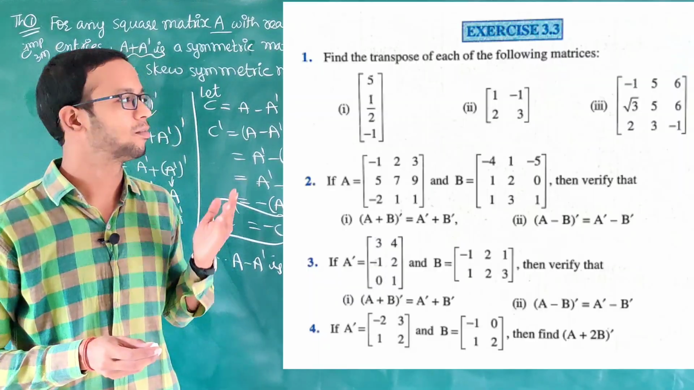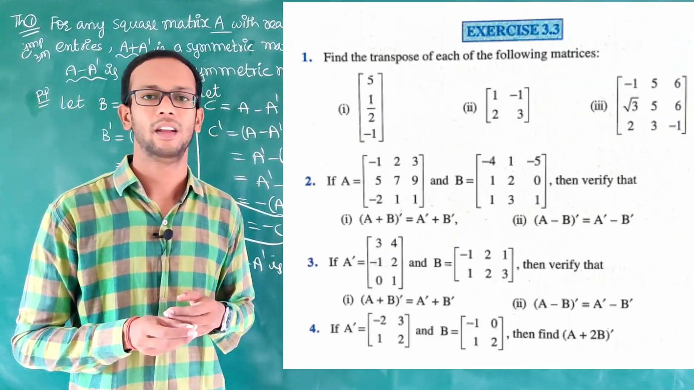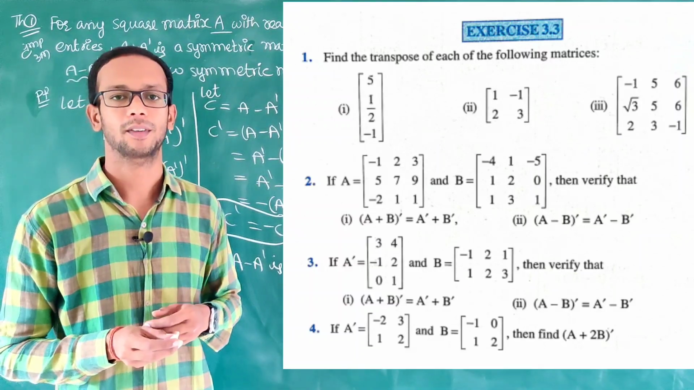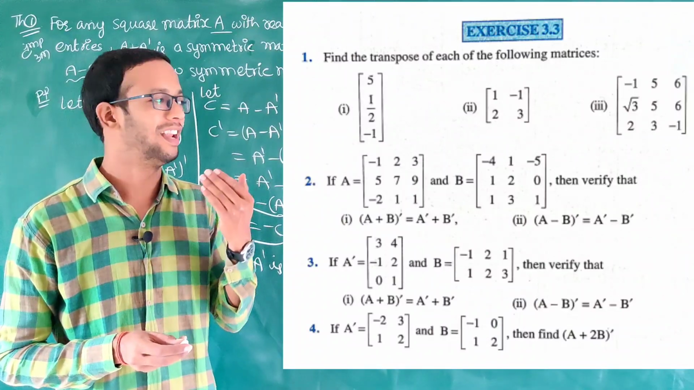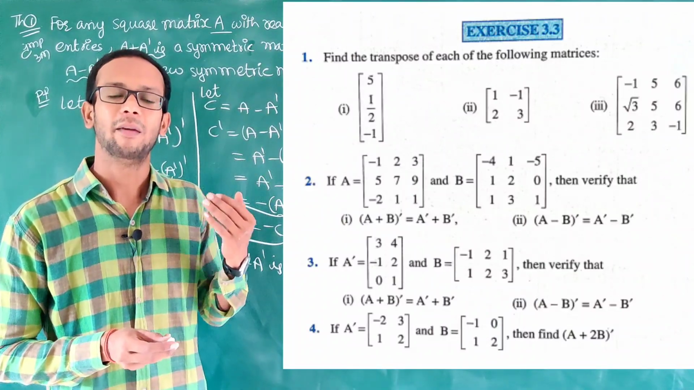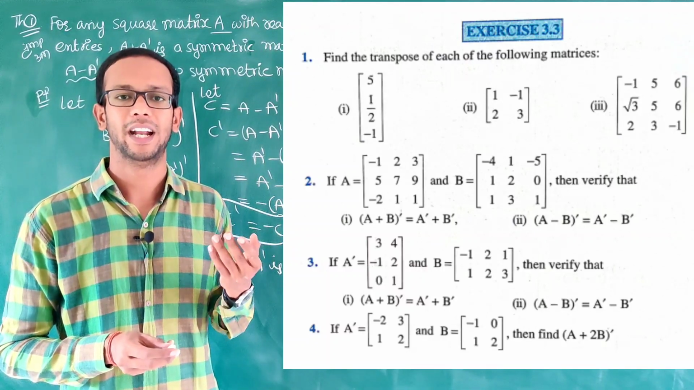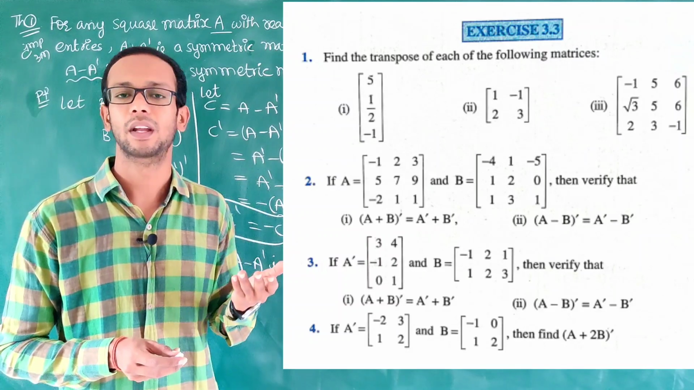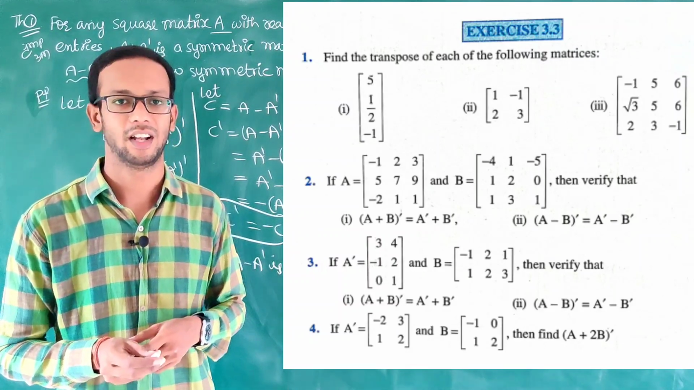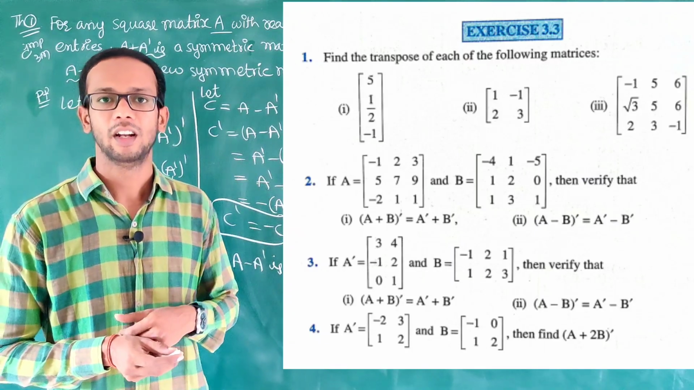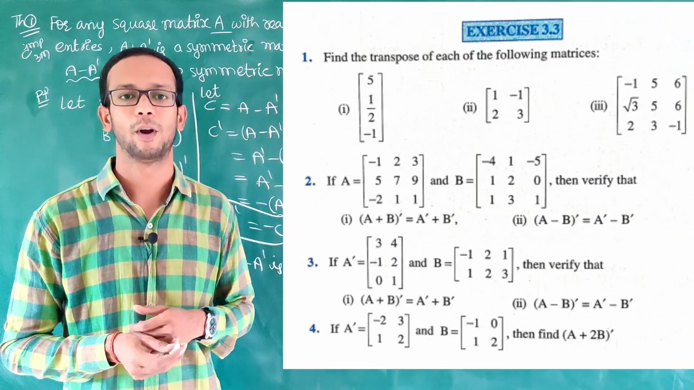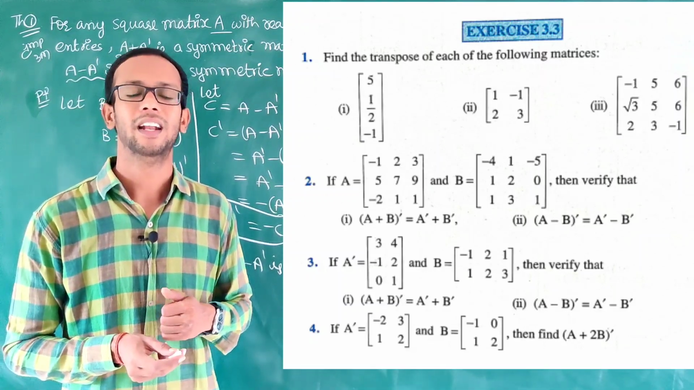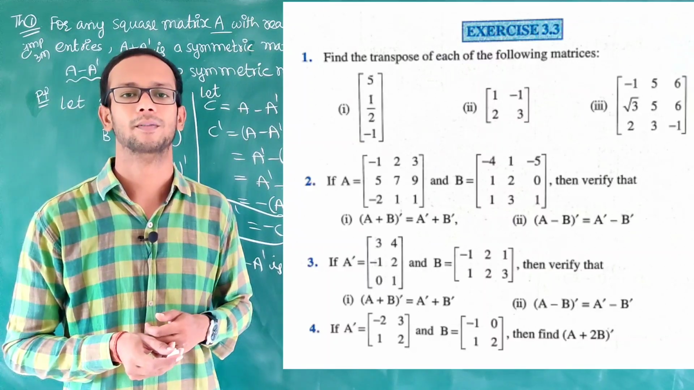Next, I displayed here exercise 3.3, 4 problems. These are very simple problems, finding dash, finding transpose. (A plus B) whole dash is equal to A dash plus B dash, which we already discussed in the example also. (A minus B) whole dash is equal to A dash minus B dash also. And the fifth problem I already gave. So take these 4 problems and the fifth problem as homework. With this concept, today's class is completed. In the next class we'll continue the remaining problems. Thank you.